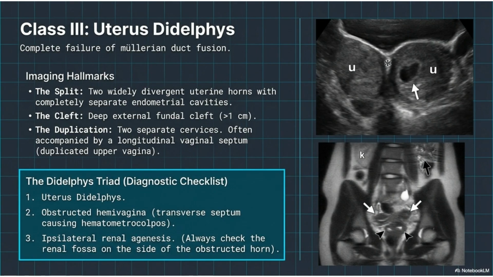Class 3, uterus didelphys, is a complete failure of Müllerian duct fusion. Imaging hallmarks include 2 widely divergent uterine horns and a deep external fundal cleft. The didelphys triad includes uterus didelphys, obstructed hemivagina, and ipsilateral renal agenesis.